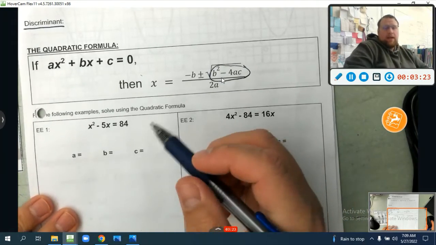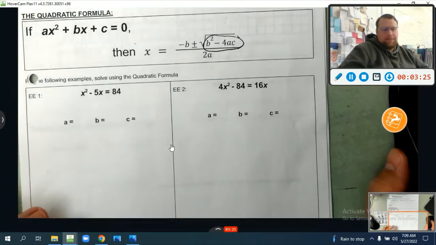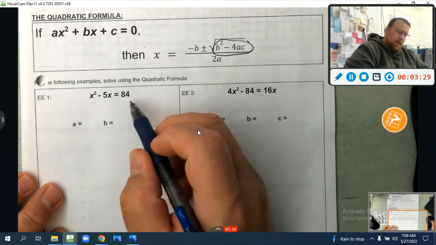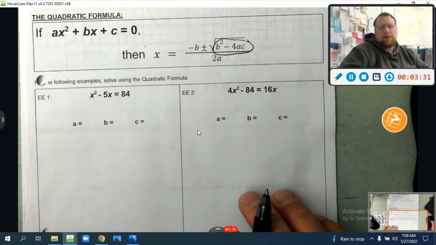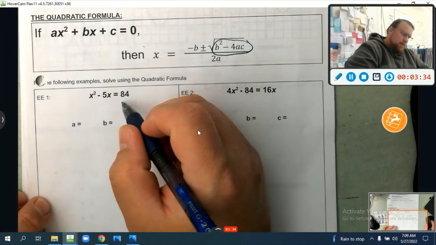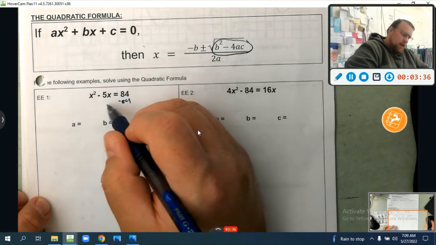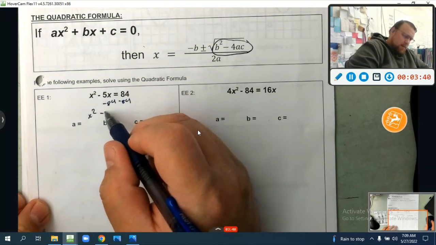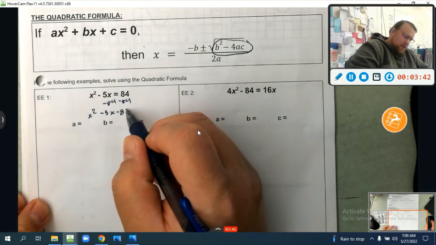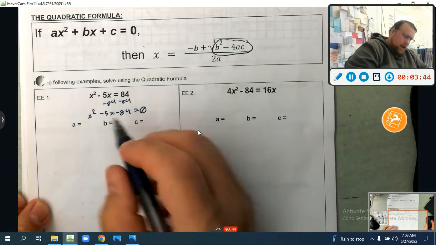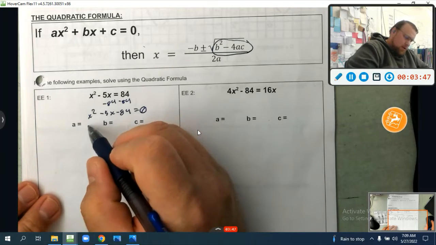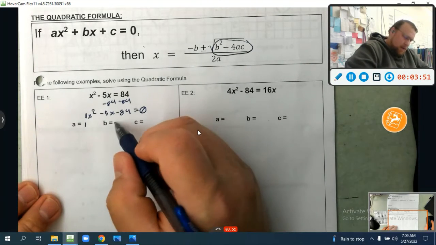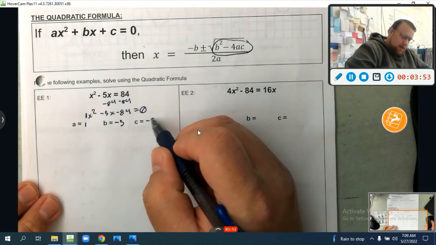All right, so let's go down here and start working some of these out. We look at this example right here, x squared minus 5x equals 84. The other day we practiced completing the square. Now I'm going to go the opposite direction. I want to move everything together. So this is really x squared minus 5x minus 84 equals 0. And then that makes a equal 1, because there's always a 1 in front, even though we don't see it. B is negative 5, and C is negative 84.